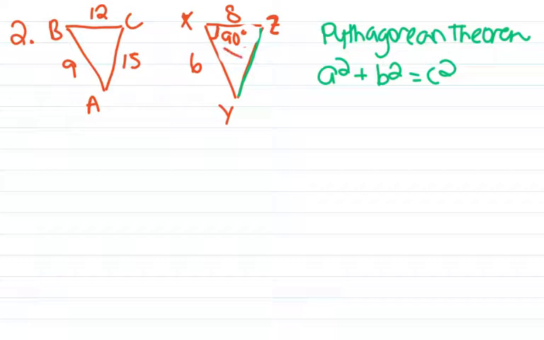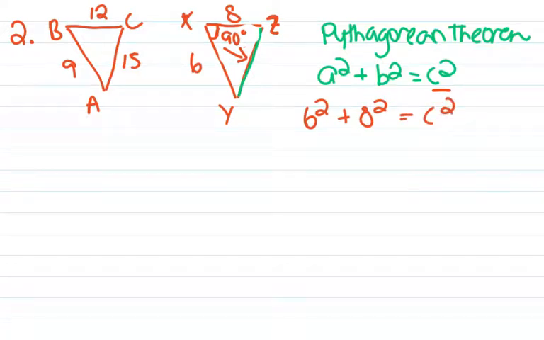There we go. So the hypotenuse is always the one that's opposite the 90 degree angle, so that's the one we need to find, and that's letter C. So I'll plug in the other two. So 6 squared plus 8 squared equals C squared. 6 squared is 36. 8 squared is 64. Equals C squared. 36 plus 64 is 100.